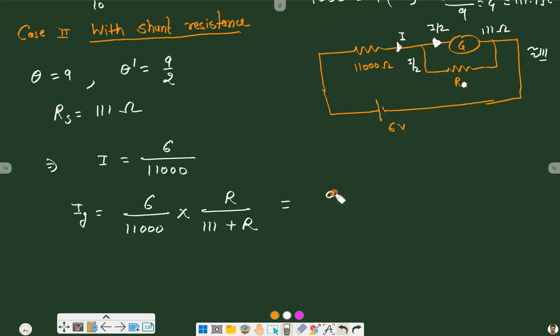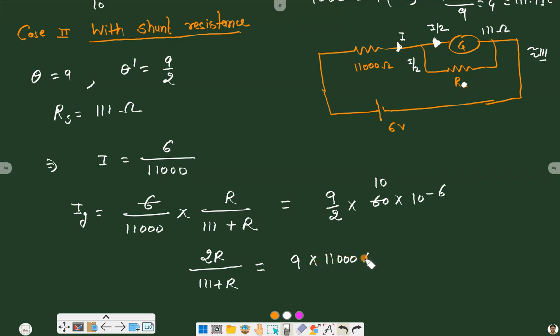Theta by 2, theta is 9, and by 2, and for one deflection we need 60 microampere. So for this we will take 16 into 10 raised to power minus 6 ampere current. So this whole value should be equal to this current value. Now here we can do that. 6 will cut here. We take 11,000 on this side and 2 on this side. So we will have here 2R divided by 111 plus R is equal to 9 times 11,000 into 10 into 10 raised to power minus 6.